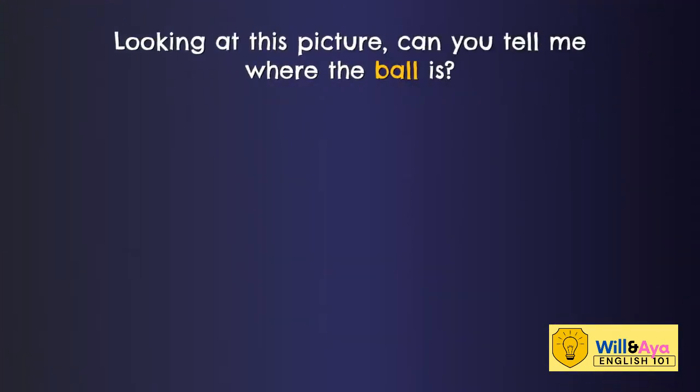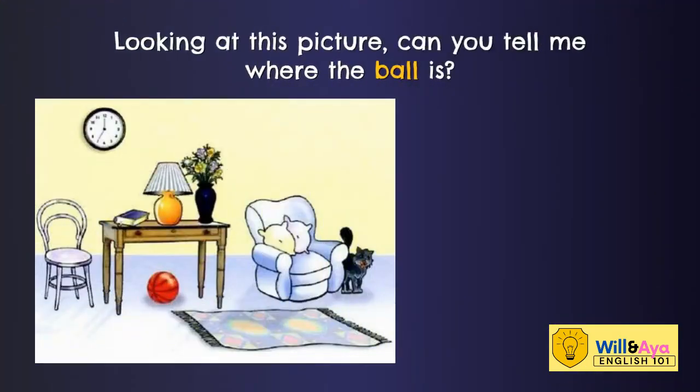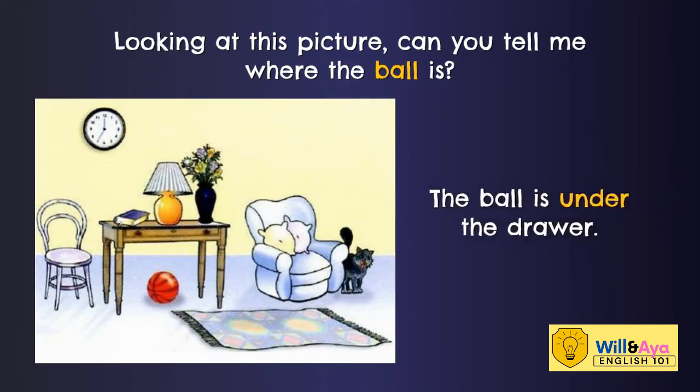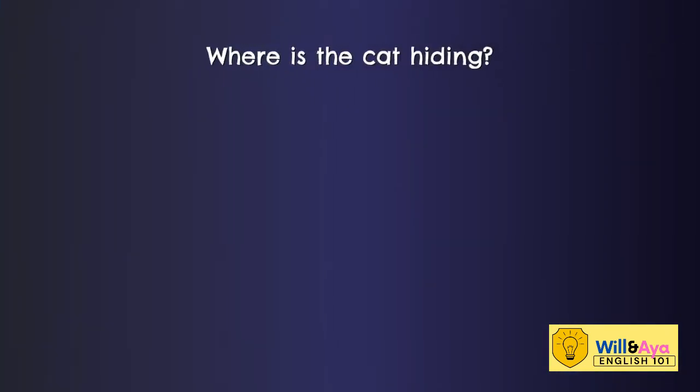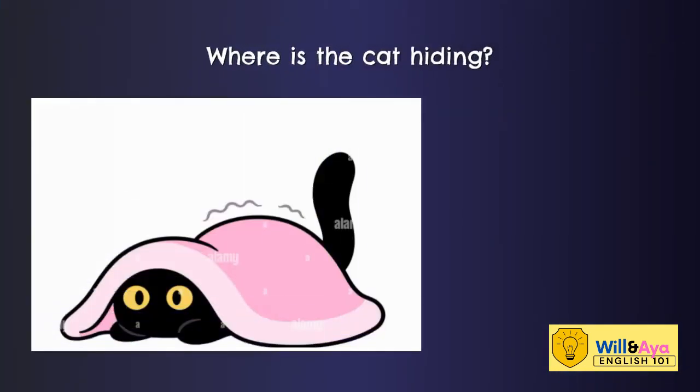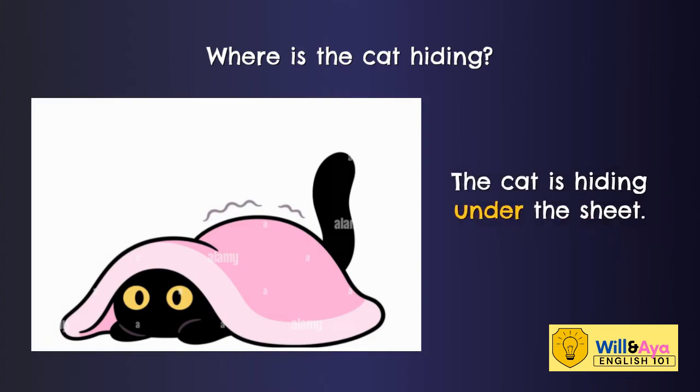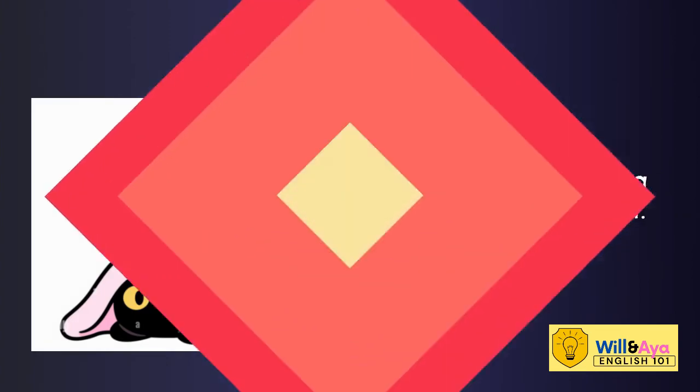Now, looking at this picture, can you tell me where the ball is? Very good, kids! The ball is under the drawer. What about this one? Where is the cat hiding? That's right. The cat is hiding under the sheet.